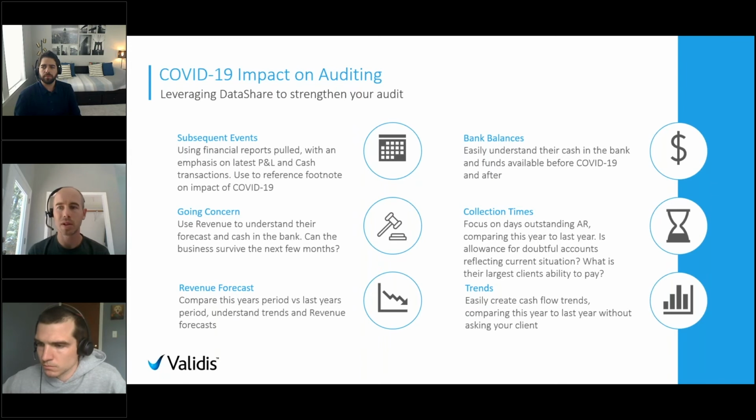You're going to be able to look at collection times, comparing AR year over year. You're going to be able to see who is there, kind of that concentration. Can that biggest outstanding AR, can they pay their bills? Are they in an industry that's in trouble? Create some trends out of that, look at revenue, and of course, going concern, which is, I'm sure, something that's on everybody's mind that you're probably already looking into today for your clients.